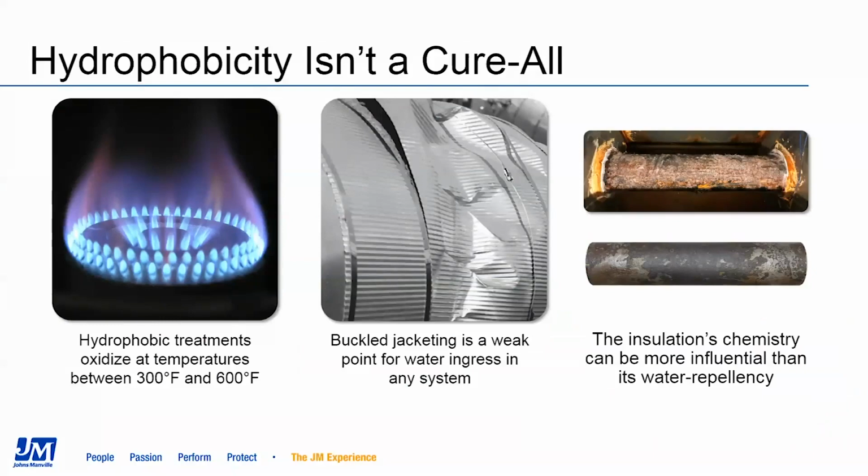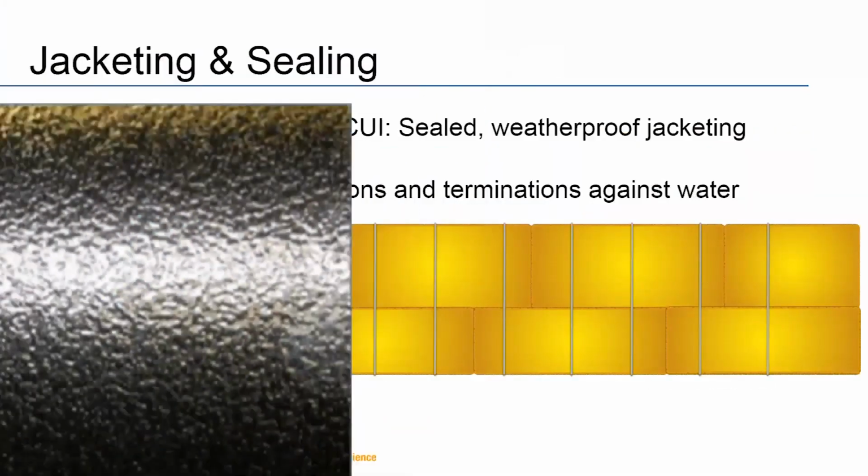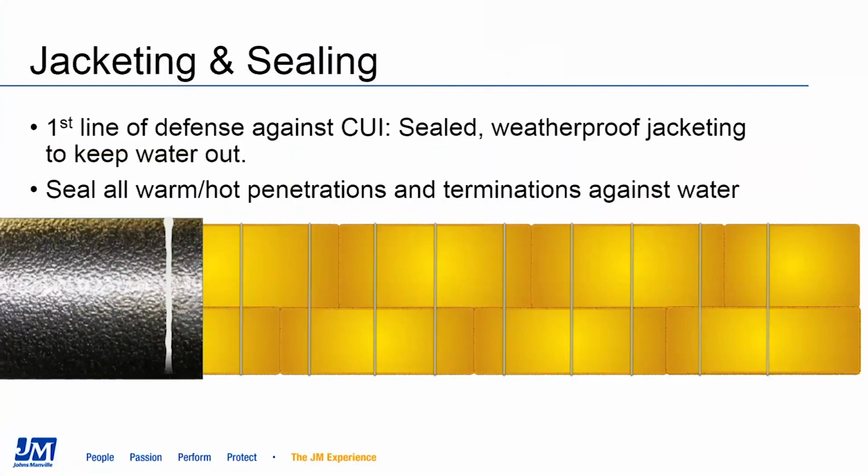Having the right insulation under the jacketing can be important to keep the jacketing system intact. The insulation's chemistry is very important as well. Many times the insulation is being installed directly onto the pipe, and how the substances in the chemistry of the insulations react with the chemistry in the piping could be a factor and has less to do with hydrophobicity at all. So, jacketing and sealing.